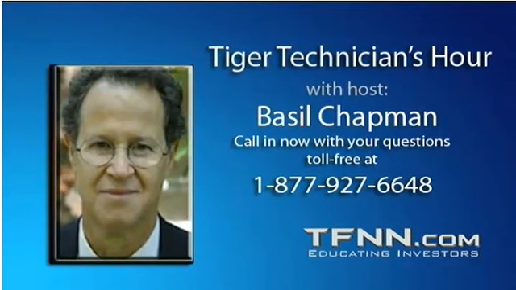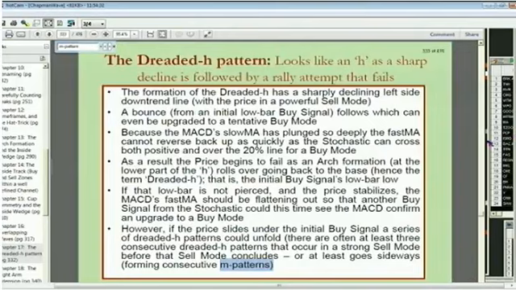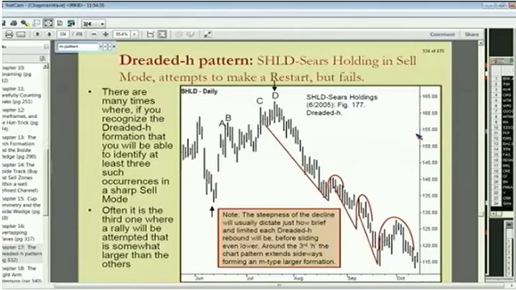Hi, folks. We're back, and we're on with Warren in Denver, looking at PAA as a symbol. Now, Warren, in my CD, introducing the ChapmanWave methodology, and you can see this is the cover here. There's a particular pattern I'll look at, which is called the dreaded H pattern. It looks just like a lowercase h, and this is what it looks like. You can see right here in the Tiger TV.